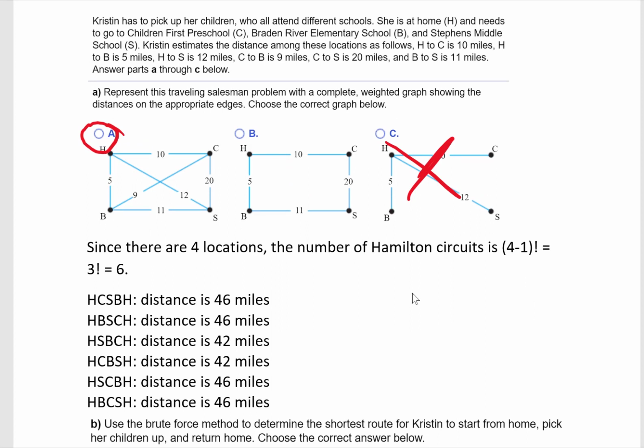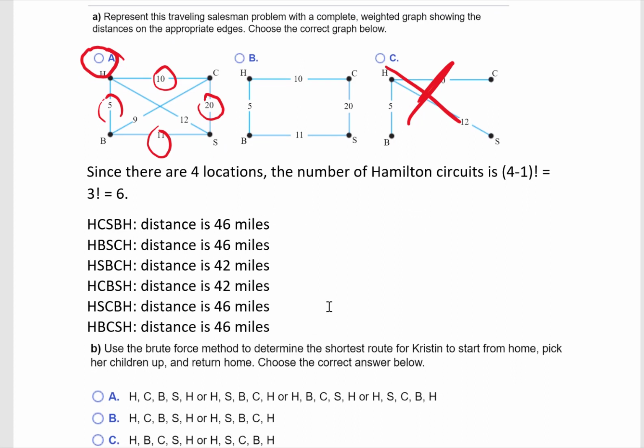So for instance, on the first one, it's going from H to C. So H to C is 10 miles right here. And then it goes from C to S, which is 20. So there's 30 miles. And then from S to B, which is 11. So now we're at 41 miles. And then finally from B to H, which is 5, and that gave me a total of 46 miles. And I went ahead and figured out all 6 of those Hamilton circuits along with their mileage here.